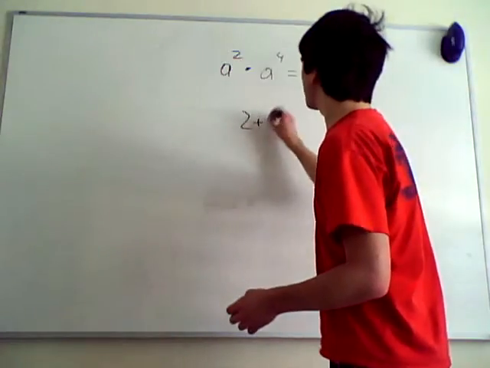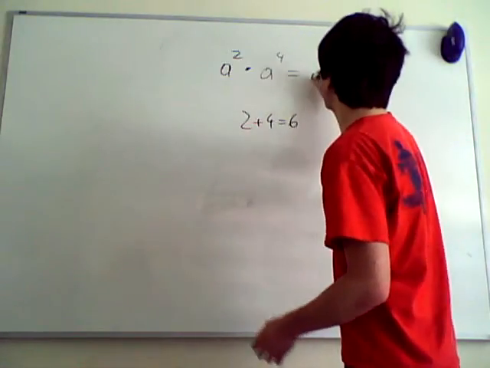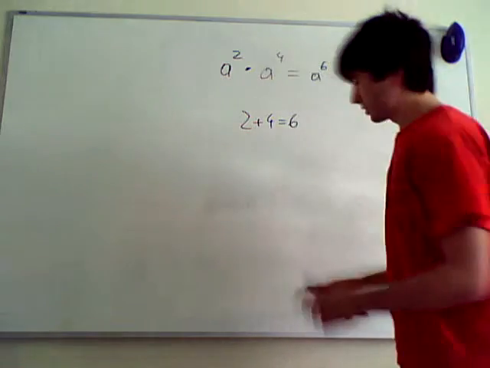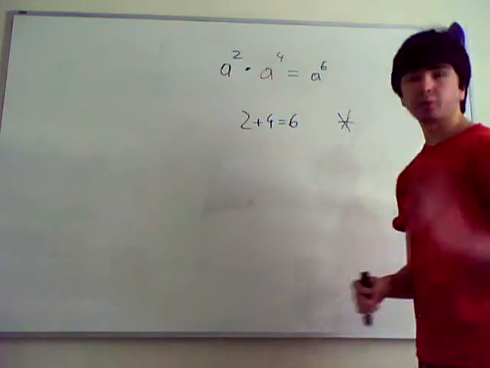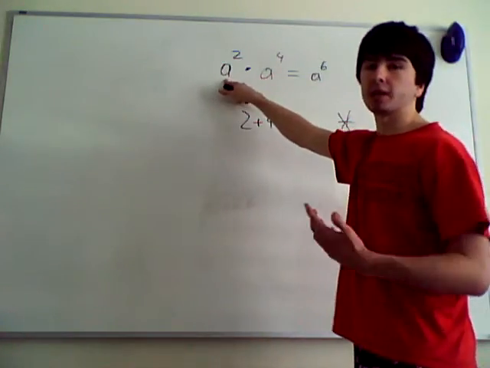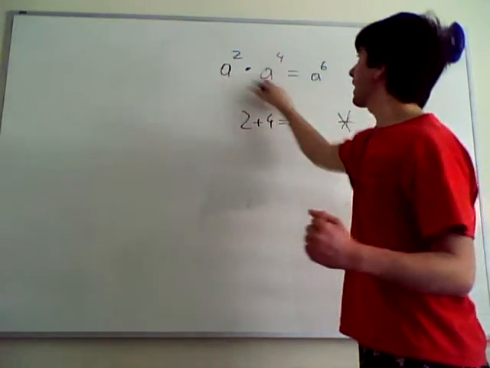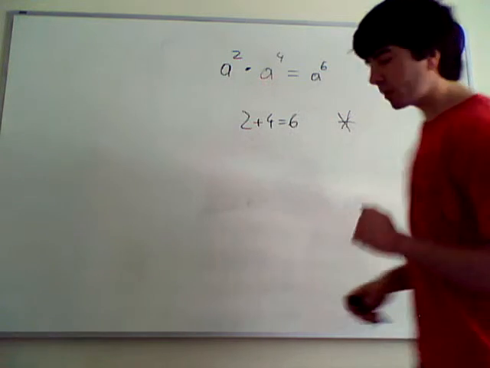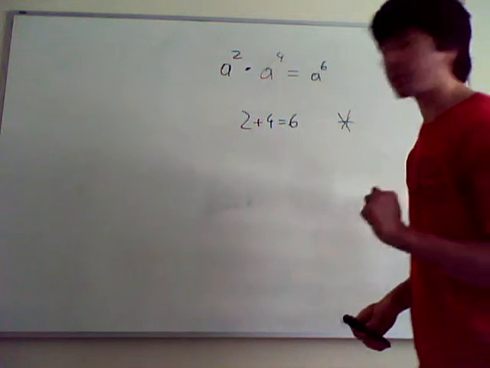So 2 plus 4 equals 6, therefore it's a to the 6. Now, big star. What needs to be true is that the base, the number, but here it's an a, is the same. So we have a and a, so we are good. But for example, let's put this into numbers now.